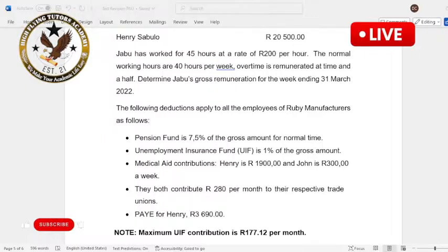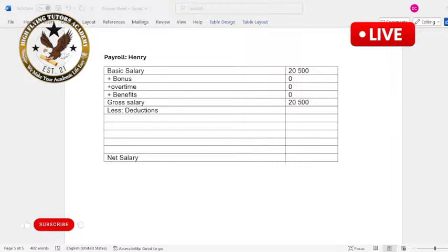Let's go to our answer sheet. We're going to say pension fund, and then you open brackets, 20,500 multiplied by 7.5, divided by 100. Calculate for me quickly, how much is your pension fund today?